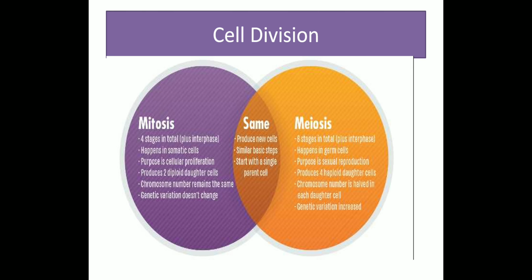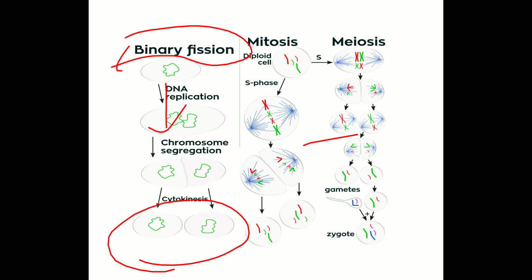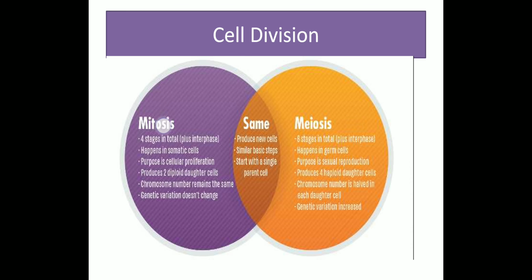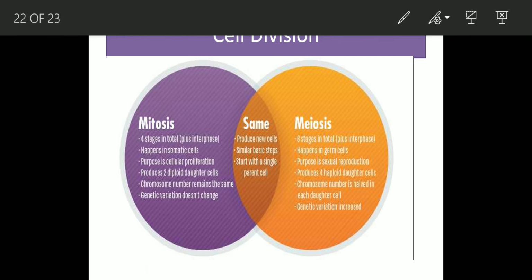In complex organisms, there are two types of cell division: mitosis and meiosis. The main aim of cell division is the production of new cells. In terms of basic steps, we start with a single parent cell. This is common to both mitosis and meiosis.